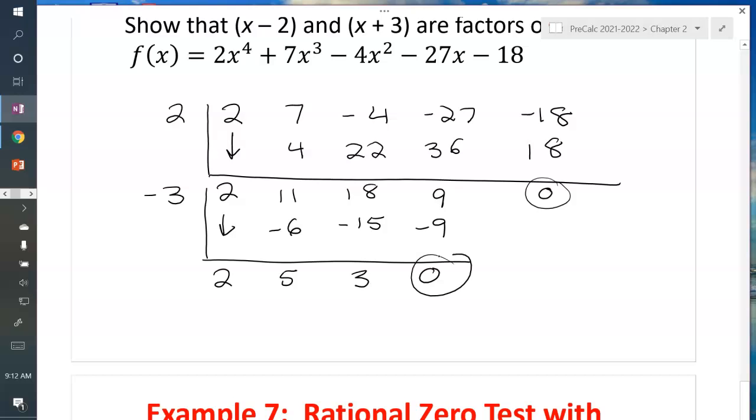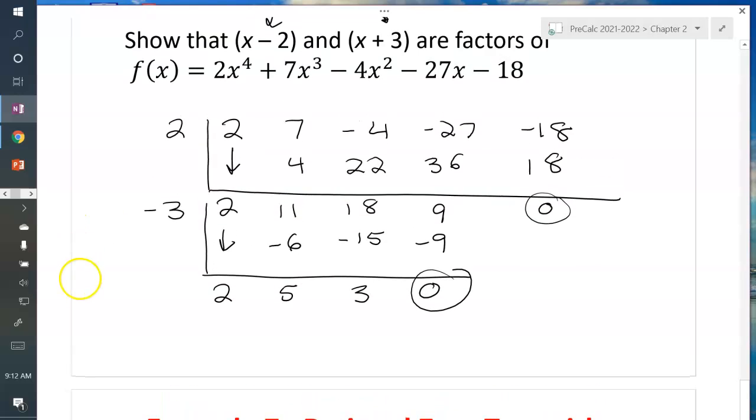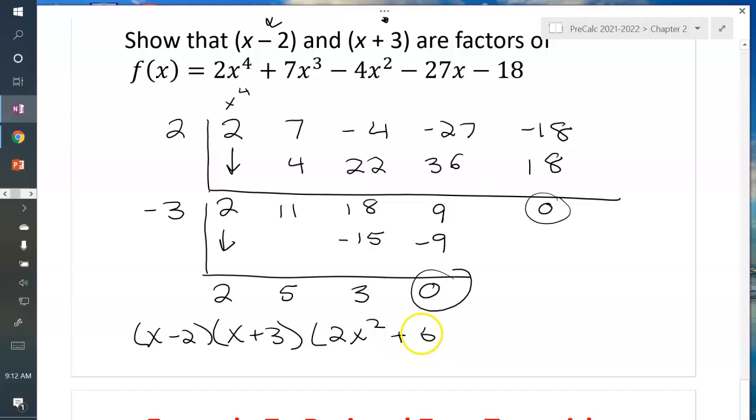So here are my factors. I have x minus 2. I have x plus 3. And since I did synthetic division twice, my exponents get reduced by 2. So I had x to the 4th up here. Down here is going to be x squared. So I have 2x squared plus 5x plus 3.